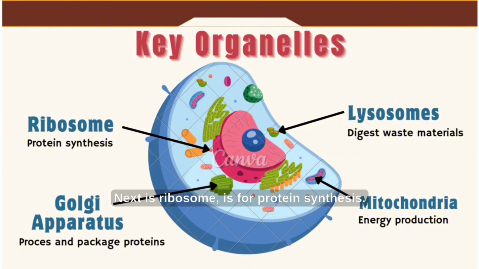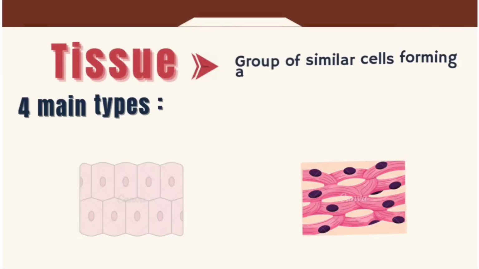Next is ribosome, for protein synthesis, and then the Golgi apparatus, which processes and packages proteins, and then lysosomes, which digest waste materials. Last is mitochondria for energy production.